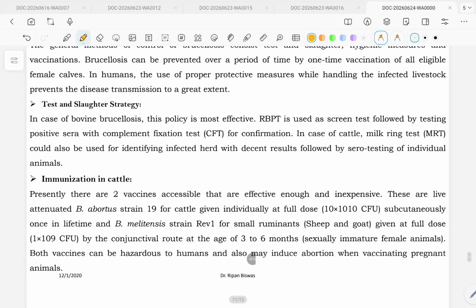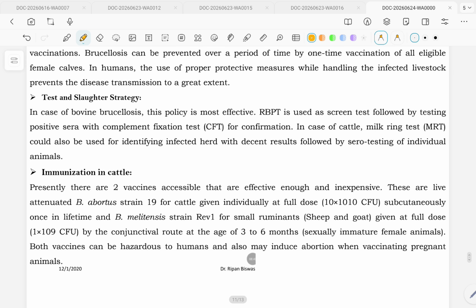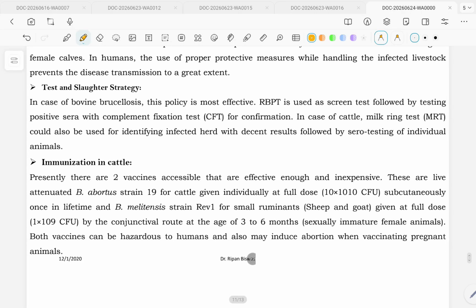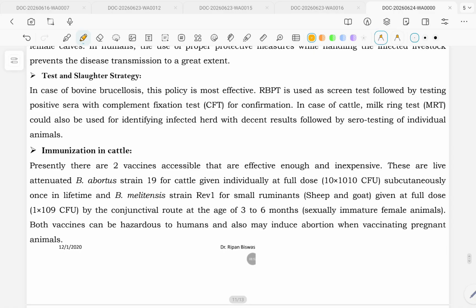In case of bovine brucellosis, this policy is most effective. RBPT is used as a screening test, followed by testing positive sera with complement fixation test (CFT) for confirmation. In case of cattle, the milk ring test (MRT) could also be used to identify infected herds with decent results, followed by sero testing of individual animals.